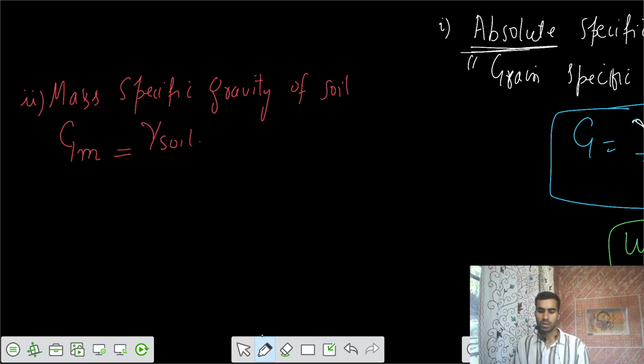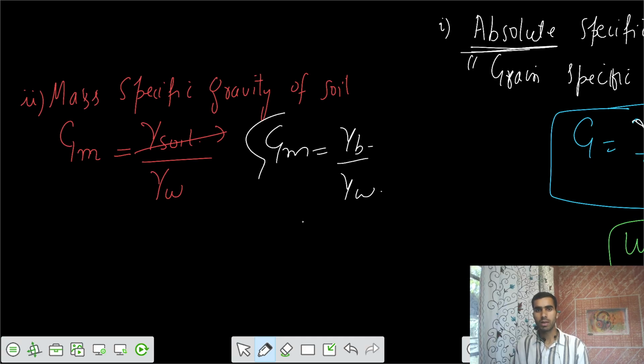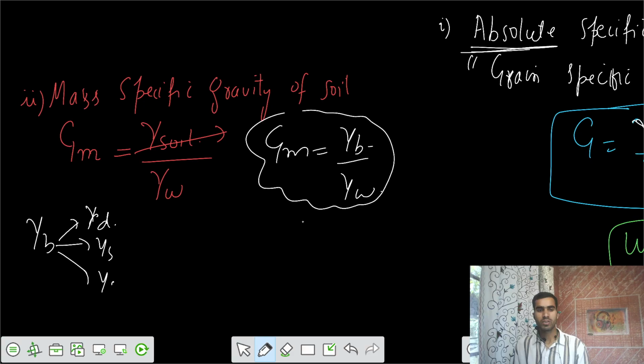divided by the unit weight of water. And this unit weight, we are talking about the bulk one, bulk condition. So Gm equals gamma bulk by gamma W. This can be any condition now. Depending on the bulk value, it can be gamma dry, gamma submerged, or gamma saturated. So we have different conditions for that bulk value.